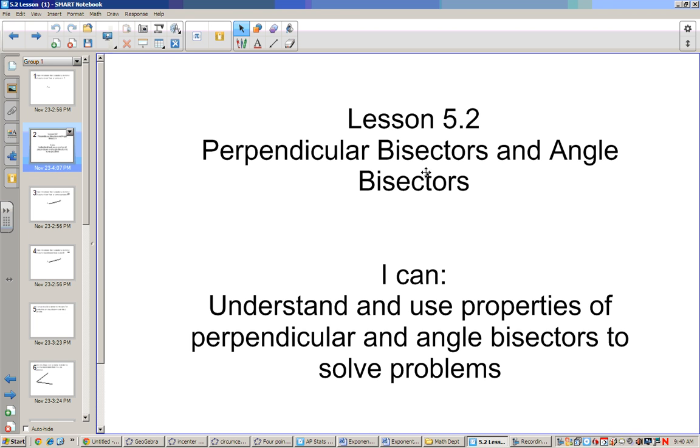Today we're going to learn about perpendicular bisectors and angle bisectors. By the end of the day, I hope you will be able to say, I can understand and use properties of perpendicular and angle bisectors to solve problems.